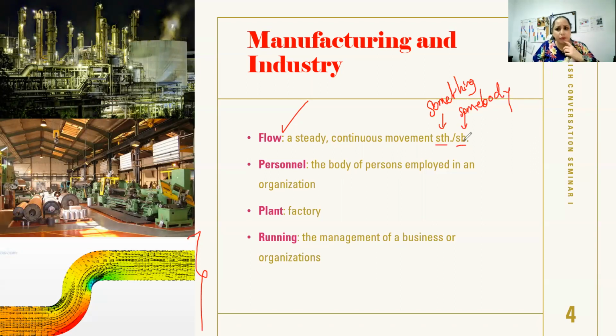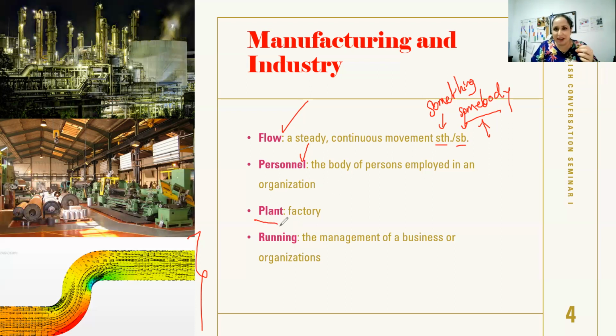And why are we referring to people here? Because you can also talk about the flow of people. When you have so many people walking together at the same time, there is a flow of people. You can have the flow of cars, but those are some things. And inside those cars, of course, you have people. Personnel, very similar to Spanish, personnel. The body of persons or people employed in an organization. Personnel. Does it sound similar to Spanish? Yes, of course, it's a cognate because it has the same roots as Spanish. Personnel.